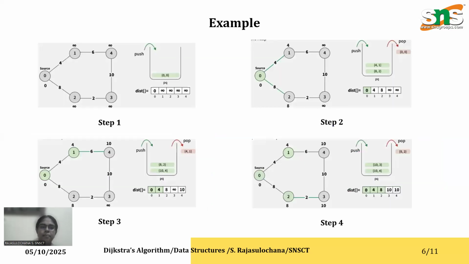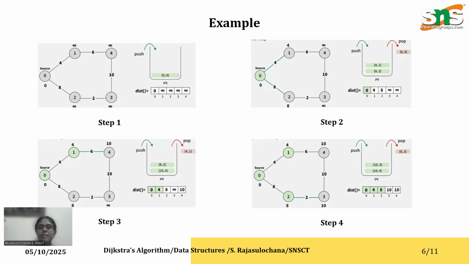Here is an example for Dijkstra's algorithm. In the first step, except the source vertex, for all the other vertices the distance is set to infinity, and 0 for the source vertex. The vertex V0 has distance 0, which means it is chosen as the source vertex. Next, we identify the adjacent vertices of 0. Adjacent vertices of 0 are 1 and 2, and the distances are 4 and 8. To reach 1 it is 4, and to reach 2 it is 8.